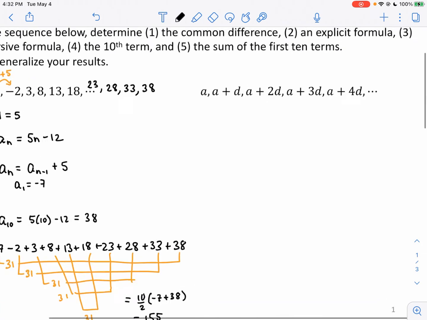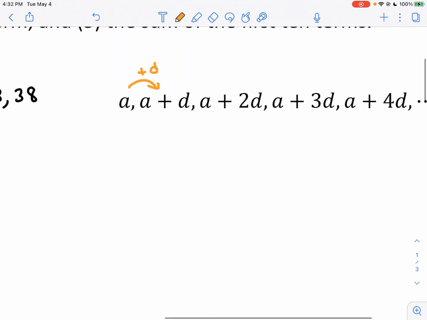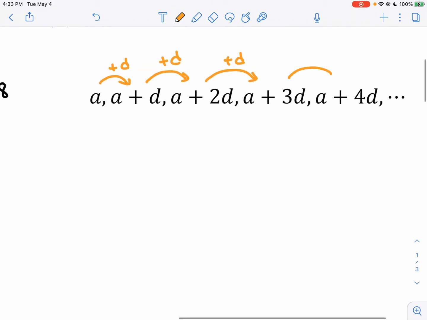So we have an arithmetic sequence here. The first term we're going to say is just A, without a subscript. And then in this case, we add D to go from term to term. So we add D to A, we get A plus D as the second term. And then we add D again. If we have A plus D and I add another D, then we have A plus D plus D, which is A plus 2D. And if I add a D again, I get A plus 3D. Add D again, I get A plus 4D, etc.